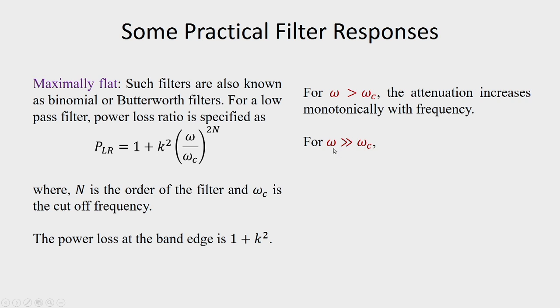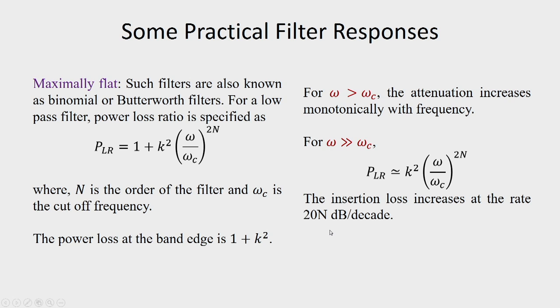And when omega is very, very large compared to omega c, we can approximate PLR to be equal to k square omega by omega c raised to the power 2N. Therefore, the insertion loss increases at the rate of 20N dB per decade when omega is much, much larger compared to omega c. So, 20N dB per decade means that as the frequency becomes 10 times larger, the attenuation increases by 20N dB, where N is the order of the filter.